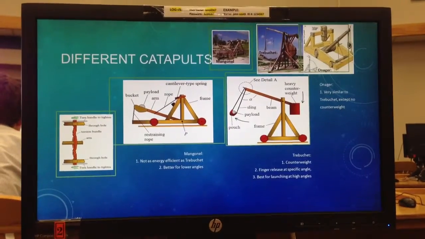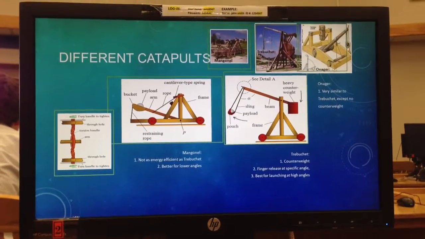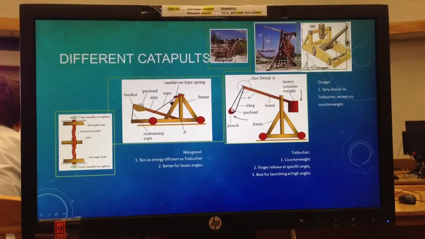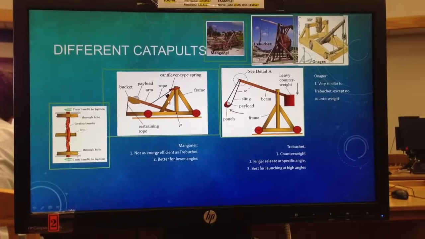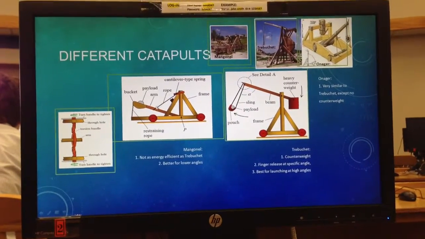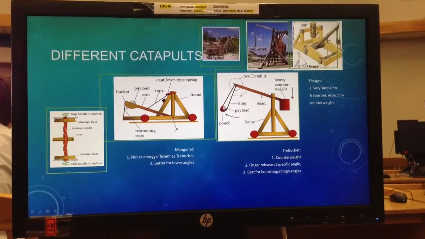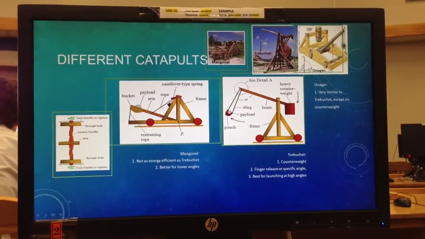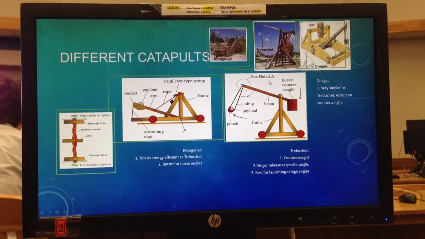Alright, so here are a couple different types of catapults. The first type of catapult is called the mangonel, and the mangonel catapult, if you look down here, has a bucket, and it has a spring, and an arm, and a rope, and a restraining rope. So what you're going to do is let go of the restraining rope, and the bucket will release from the tension inside the rope, and the ball will propel into the air.